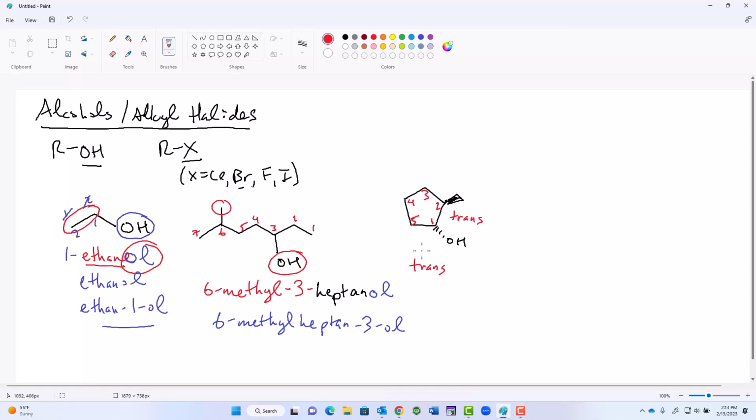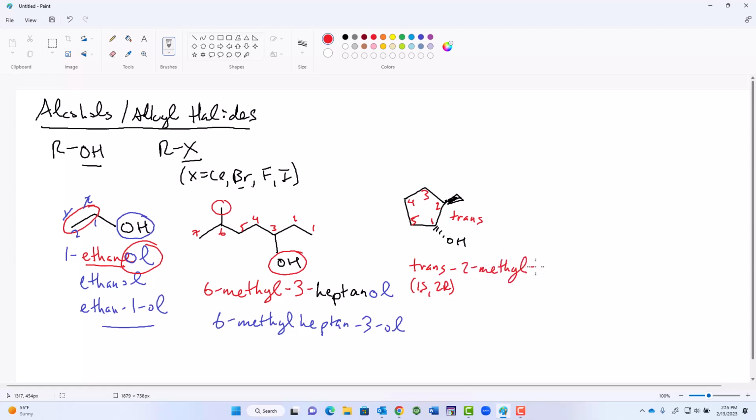And again, we could indicate this. This is where we would put 1R/1S, 2R/2S. In this case, it would be a 1S, 2R. So we could say 1S, 2R as well. I believe that's correct. Or we could say trans because there's two of them. So we have trans, and we're going to say 2-methyl.